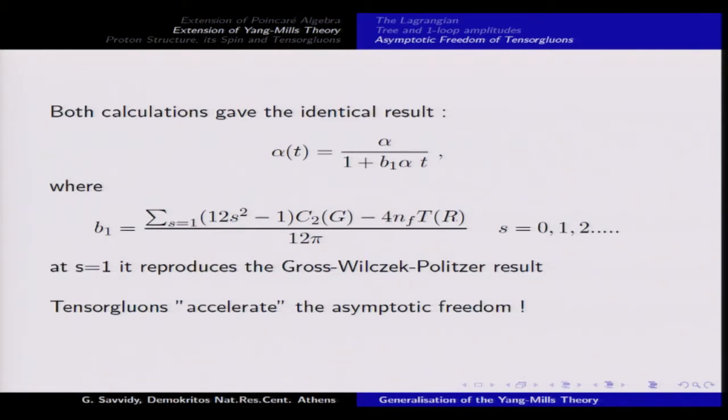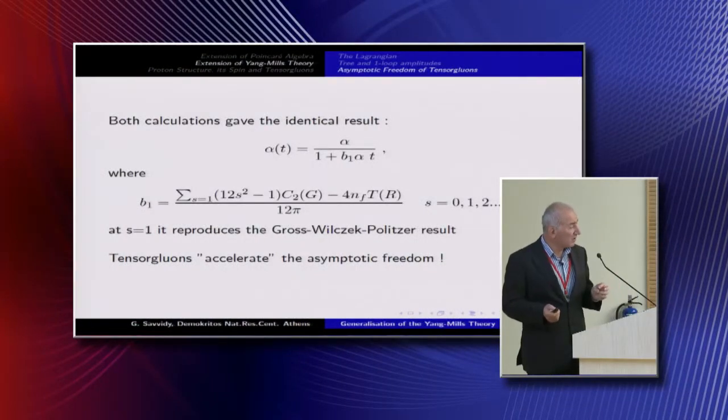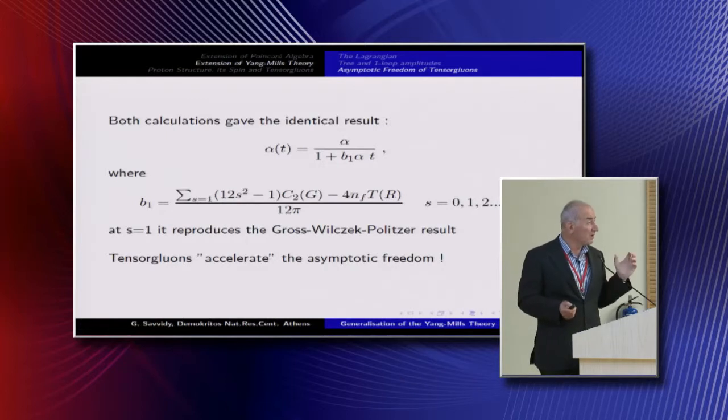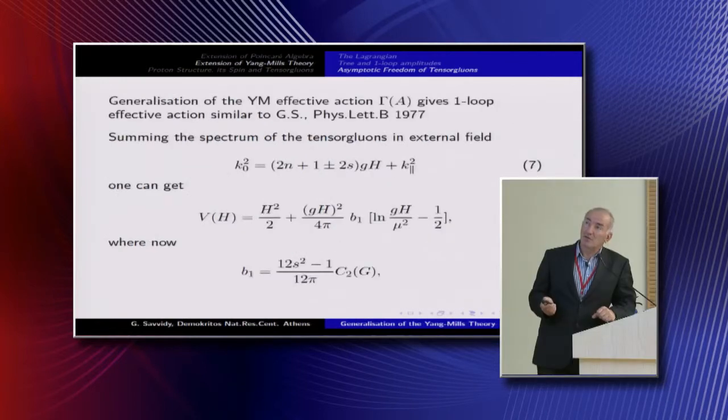Because, as you see, all the spins 1, 2 and 3 have the same sign. It does not change the sign. Which means that each of these bosons, with spin 1, 2, 3, 4, all integer spins, contribute with a negative sign to the evolution.